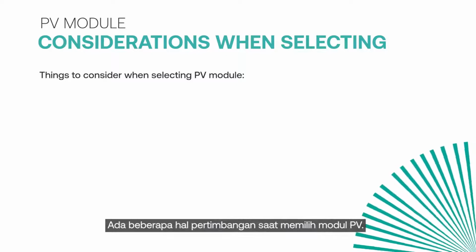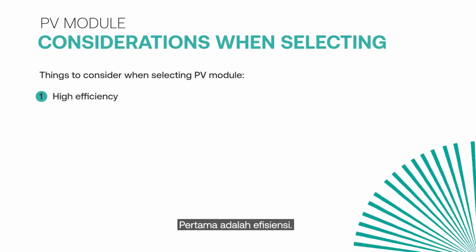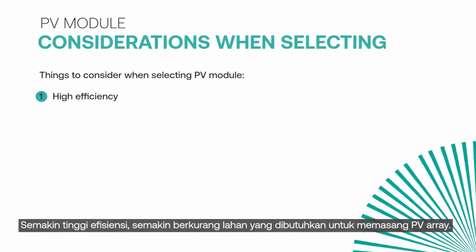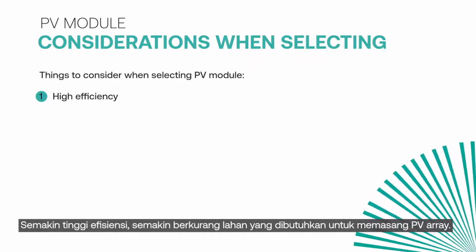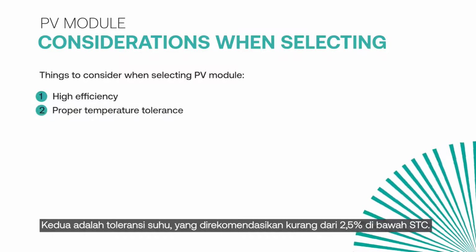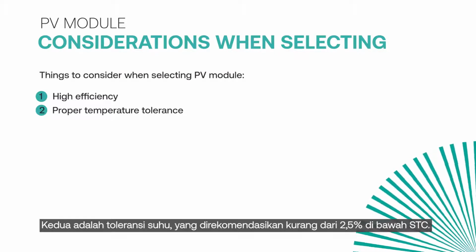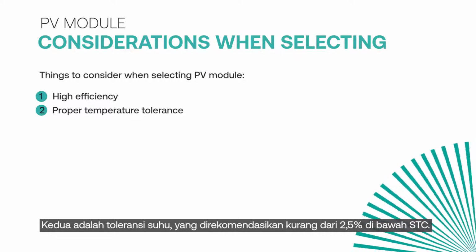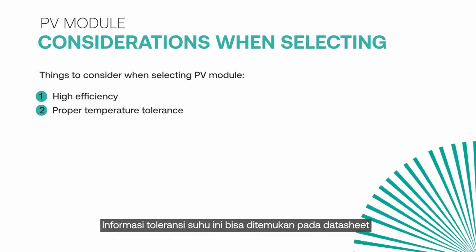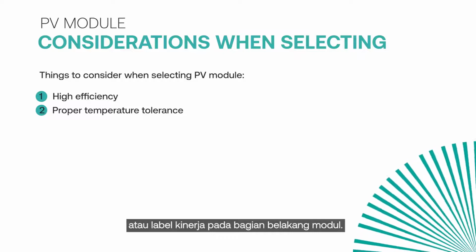Some things to consider when selecting a PV module. First is efficiency. The higher the efficiency, the less land required to install PV array. Second is temperature tolerance, that is preferably less than 2.5% under STC. This information can be found on the datasheet or performance label located on the back of the module.